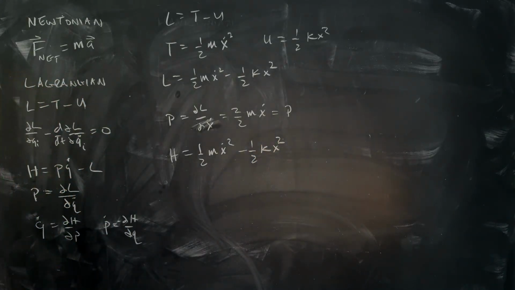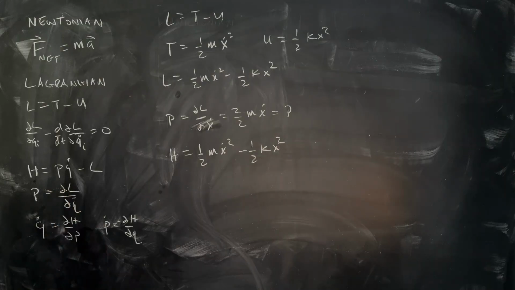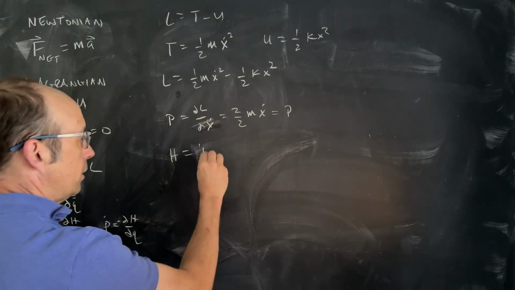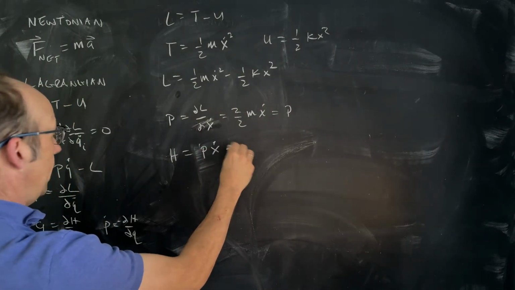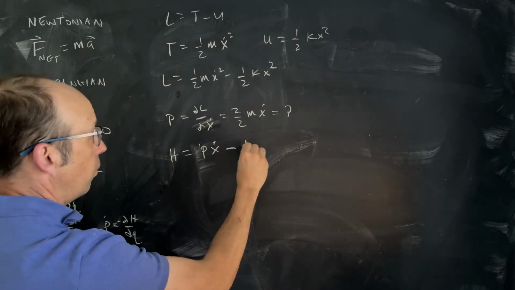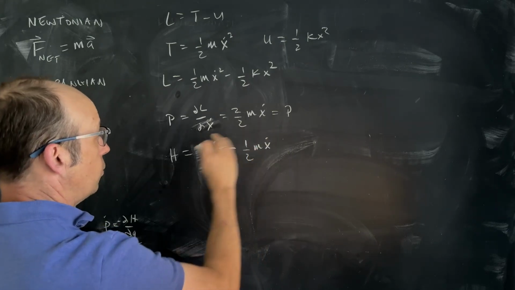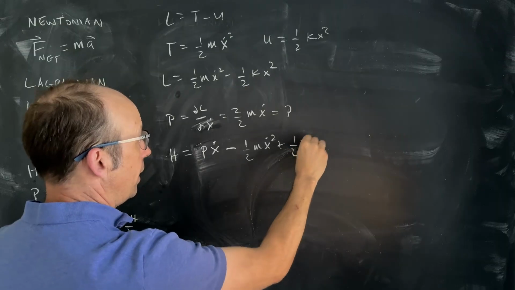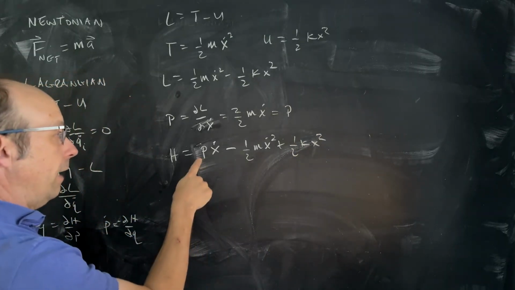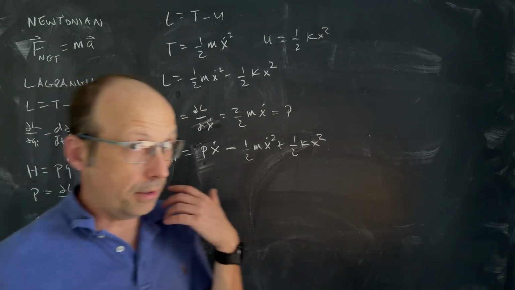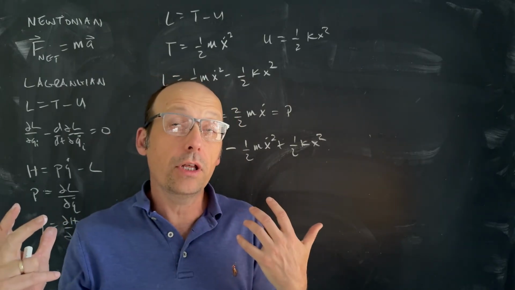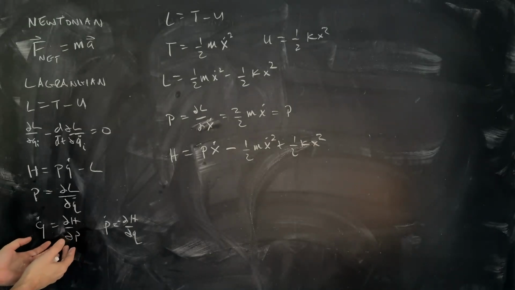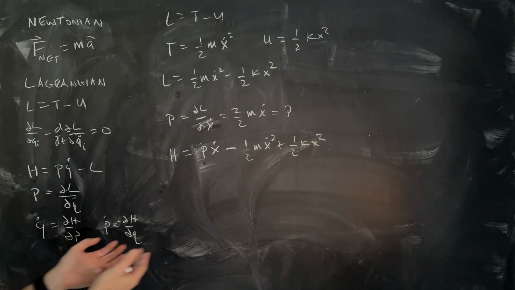And then I'm going to, it's p q dot. So it's p x dot minus this whole stuff: 1/2 m x dot squared minus plus 1/2 k x squared. Okay, now I need to get rid of the x dots. I want to write the Hamiltonian in terms of p and x, right? Because my Hamilton's equations don't have x dots or q dots in there. I have p instead. So I have to get rid of that.